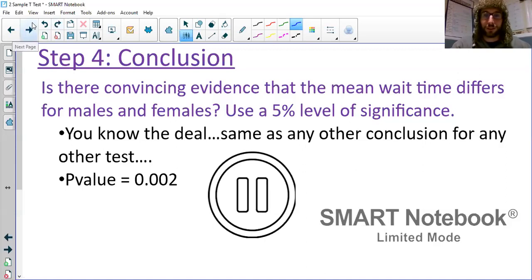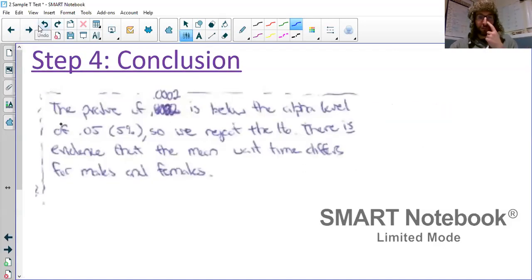Write that down, and then hopefully you wrote something like this. P-value is below alpha, so we're going to reject the null. There is evidence that the mean wait time differs for males and females.